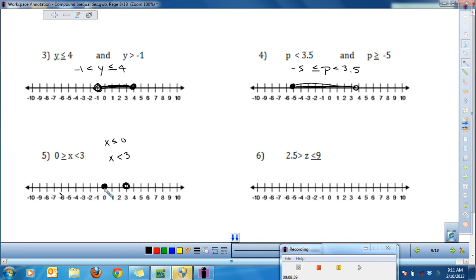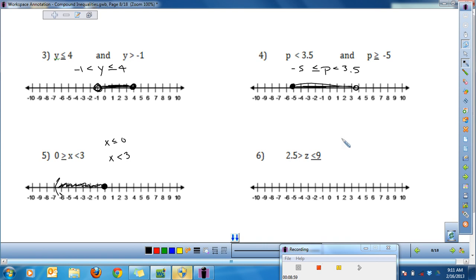If you graph x less than or equal to 0, you're going to shade over here. If you graph x less than 3, you're going to shade over here. Now, the only place that these two graphs cross is right here. They do not cross here. And because it's an and inequality, a compound inequality is written like this, we only graph the part that they cross. So we would only graph the closed dot for 0 and everything to the left of it.